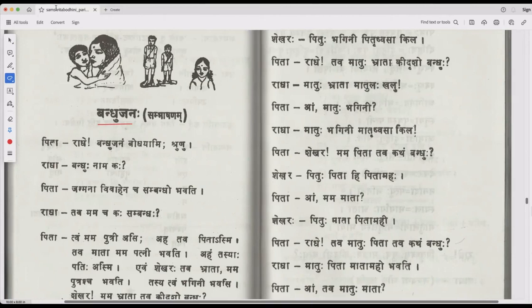Bandhu nama kaha. What are the names of the relatives? Bandhoho nama, then it is sixth case. You can say, what is the name of a relative? So bandhu nama kaha, who is a relative? What is a relative? Janmana vivahena cha sambandho bhavati. Janmana by birth, vivahena by marriage, sambandha bhavati, a relationship happens.